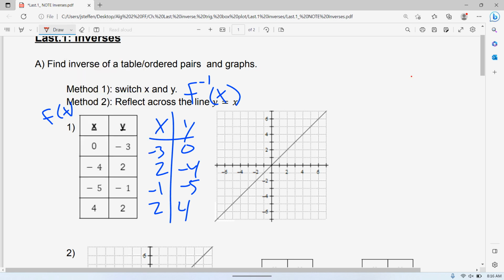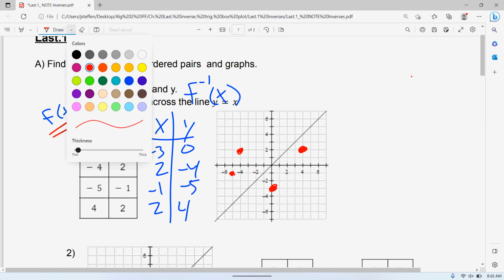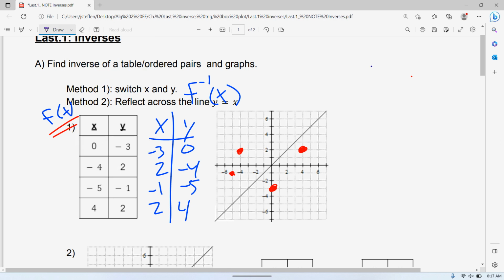And I know you guys probably won't use this method, but I want to talk about it just because I want you to have this understanding. So if I graph the function, I'll do that in red. I have (0, -3), so 0 and down 3 is right here. (-4, 2) is right here. (-5, -1), and (4, 2). The other way, the graph, is maybe a little bit easier to look at. We'll talk about it in a second.